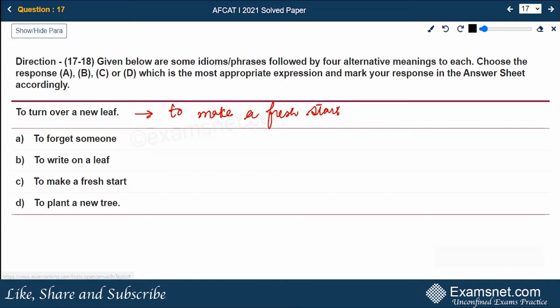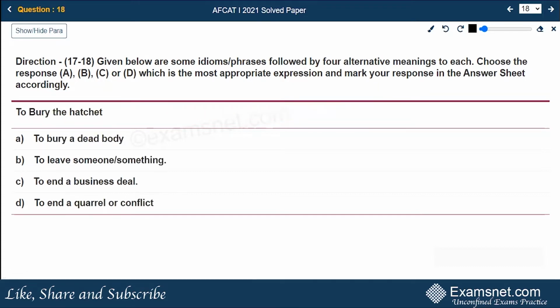Next, question number 18. To bury the hatchet. This means to end a quarrel or a conflict. So the correct option is option D, to end a quarrel or conflict. For example, Jerry and Cindy had been avoiding each other since their last fight. I saw them together this morning, so they must have buried their hatchet.